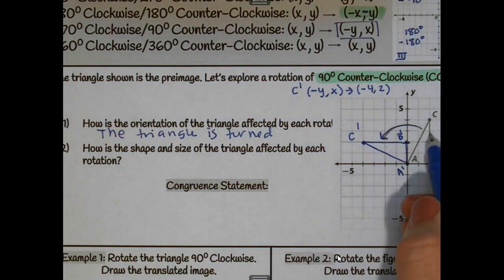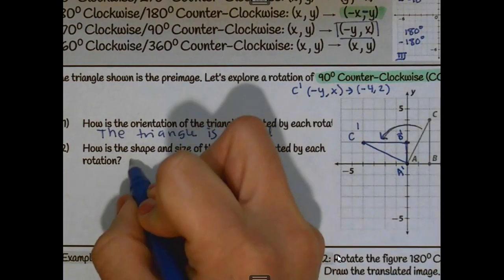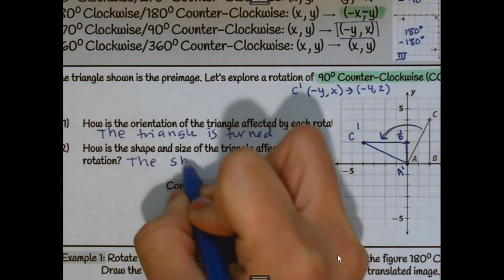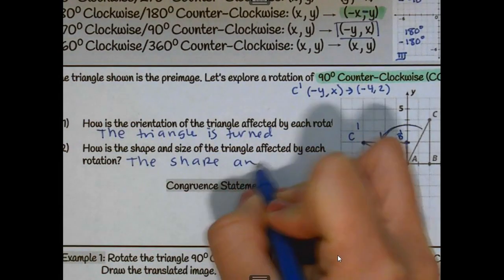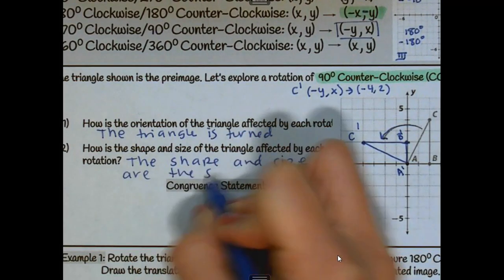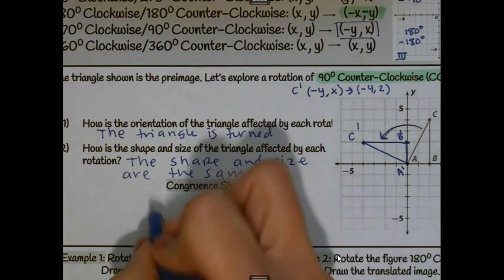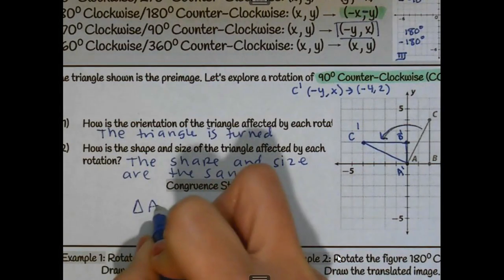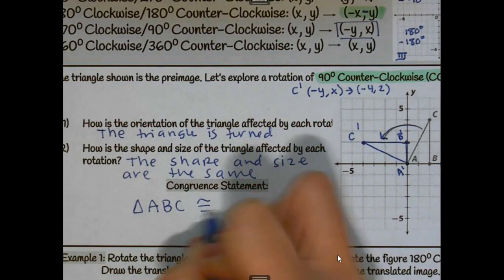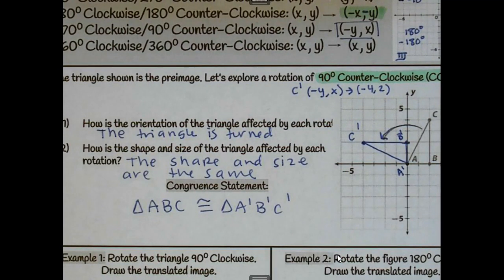So it started out as a triangle, it ended up as a triangle. The size did not get larger, did not get smaller, it stayed the same. So we're going to say that the shape and size are the same. So we know if the shape is the same and the size is the same, then the two triangles are congruent. So I can go ahead and write my congruent statement. Triangle ABC will be congruent to triangle A prime, B prime, C prime. All right, there we go.